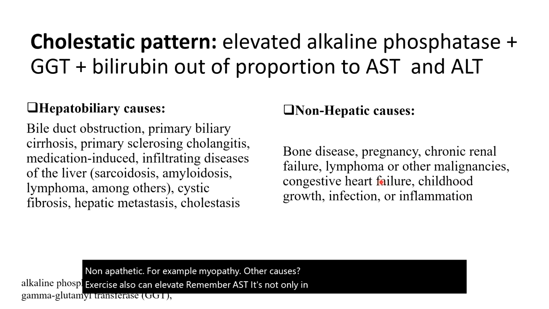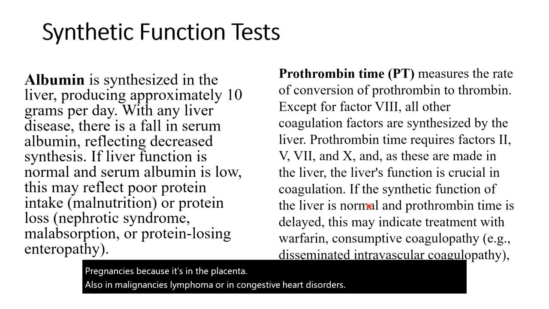Okay, cholestatic pattern, we're going to have hepatobiliary cases: primary biliary cirrhosis, bile duct obstruction, primary sclerosing cholangitis, medication-induced, sarcoidosis, amyloidosis, among others. Remember that we can have an elevation of alkaline phosphatase also in bone disease, pregnancy because it's in the placenta, also in malignancies like lymphoma, or in congestive heart disorders, in other types of infections.